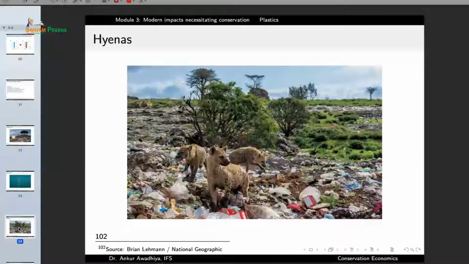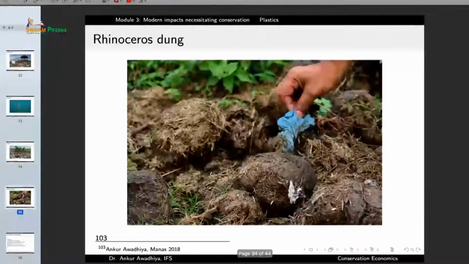Earlier, if it was a pristine environment and if a hyena found a red colored piece of plastic, probably it would run away. But now it has been so much accustomed to these plastics that it might even try to eat up a piece of plastic. So, plastics have the ability to alter the habitats and behaviors.